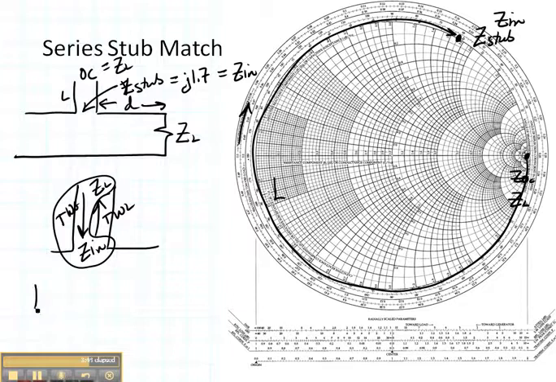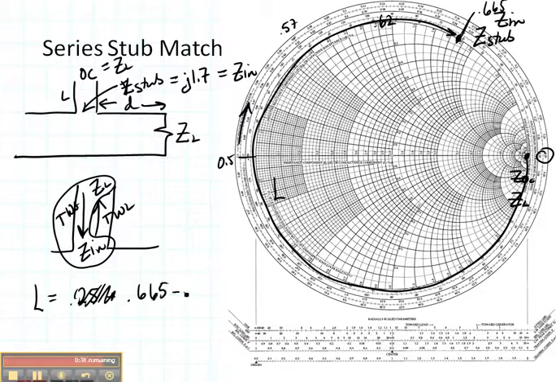Well, let's calculate that. L is going to be this value, and I'm going towards the generator. So I'm going to read the towards the generator axis. It's 0.25 minus, well, when it came out here, this was 0.5, and right here would be 0.57, 0.62, and right there is going to be about 0.665. So, oops, I'm doing this backwards. It should be 0.665 minus 0.25 wavelengths, and that's the length.